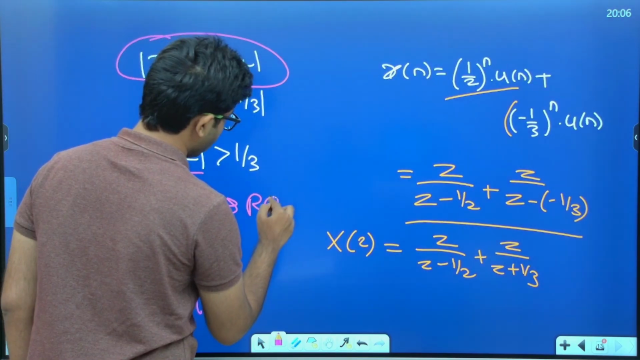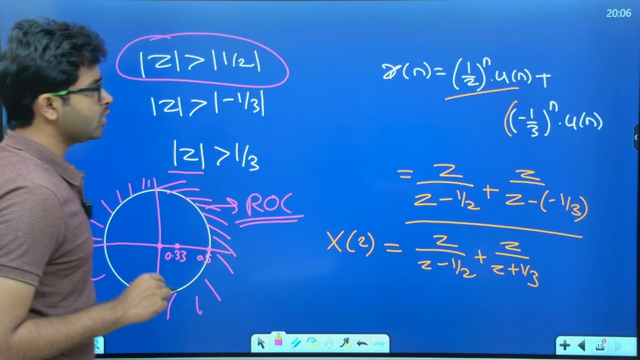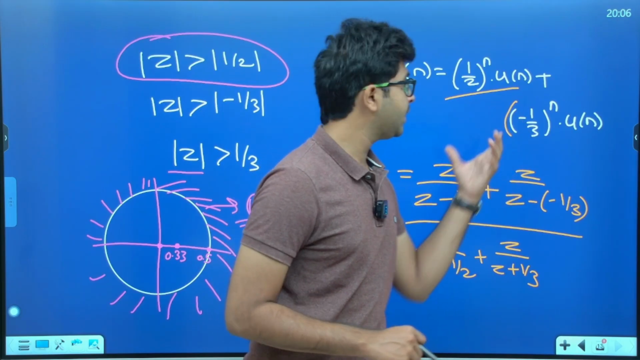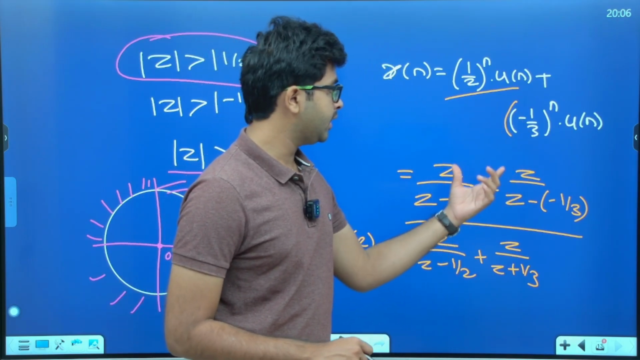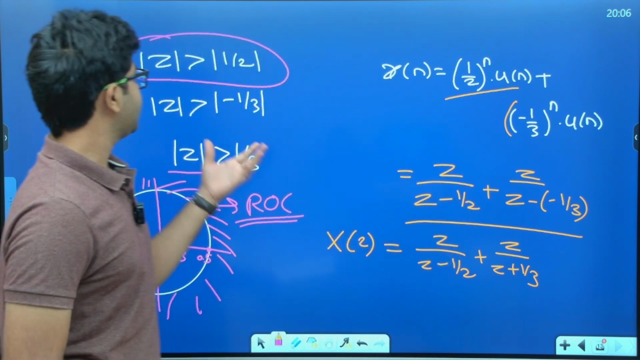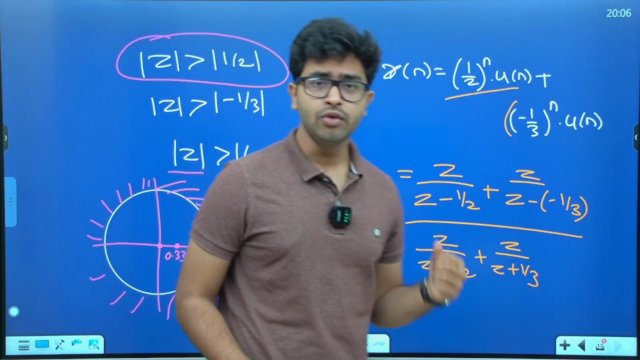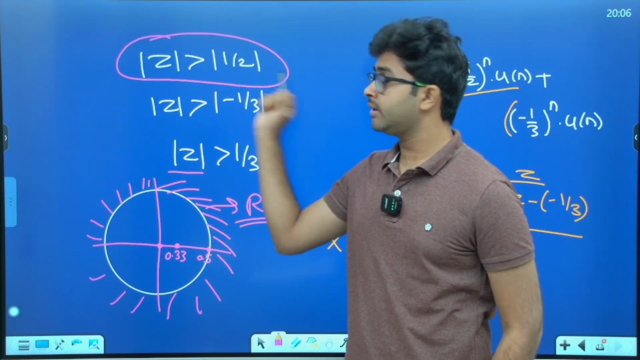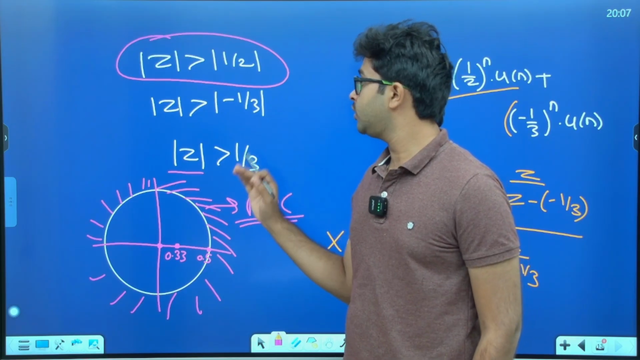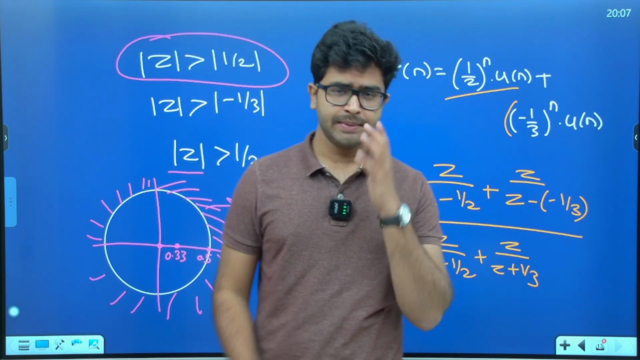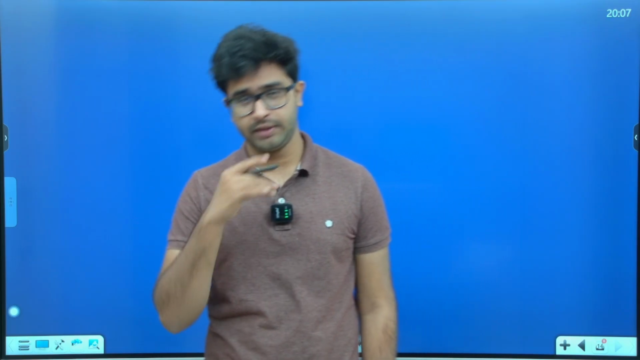This is the ROC. This is the most important point, because we will not write just the ROC for the different parts. Ultimately, our example is a single example, so we need to write a single ROC. We can't say that z is greater than 1 by 2 and z is greater than minus 1 by 3 separately. If you apply the logic, z is ultimately greater than 1 by 2, because 1 by 2 is greater than 0.33, which is 1 by 3. So these are some examples. We can also solve multiple examples, but I guess all the examples are of the same kind.